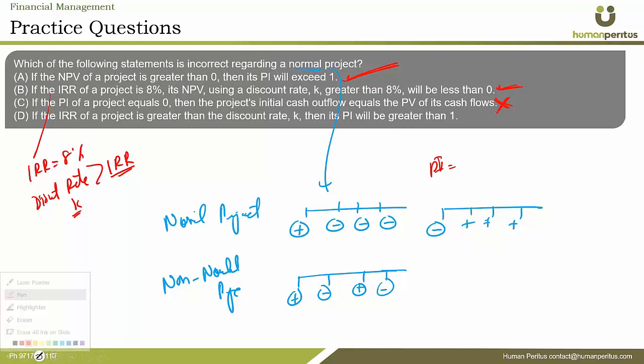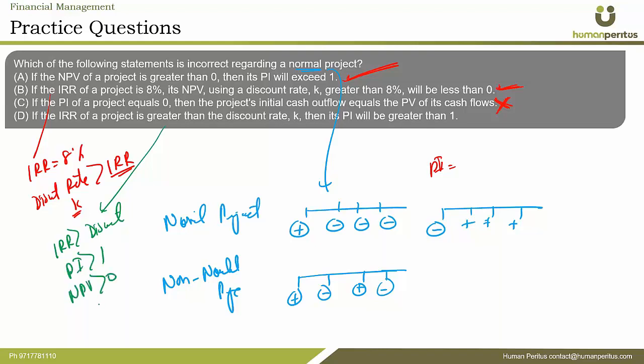Fourth one: if IRR of a project is greater than discount rate K, PI will be greater than 1. So IRR is greater than the discount rate. It means PI will be greater than 1, of course true. And NPV will also be greater than 0. Both things will happen. Therefore, D is also true and only C is incorrect. Correct answer is C. Yes, guys, any doubt on any of the options?